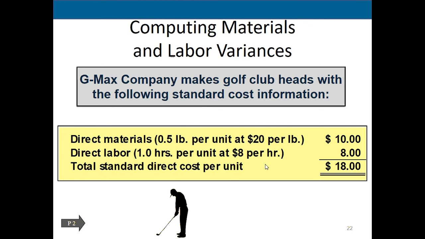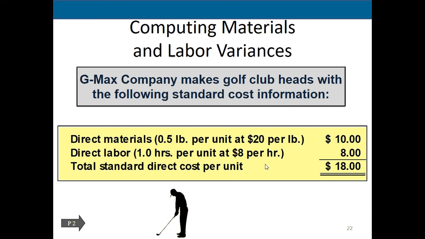So we're still talking about GMAX. No, we were talking about ProBat earlier. Now we're talking about GMAX, so we're going to switch the example around altogether. GMAX makes golf club heads with the following standard cost information. For direct materials, it takes about a half a pound per golf head at $20 per pound. Therefore, each golf head costs us $10 in direct material. It takes 1 hour of direct labor at $8 per hour, so $8 for labor, and that gives us our total standard direct cost per unit of $18.